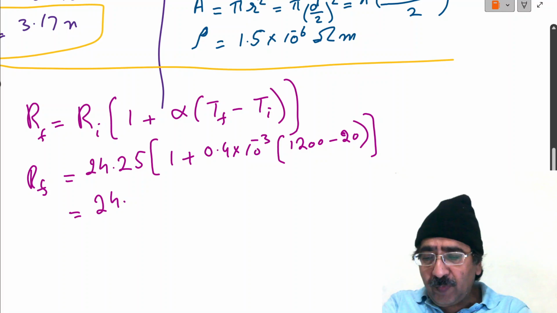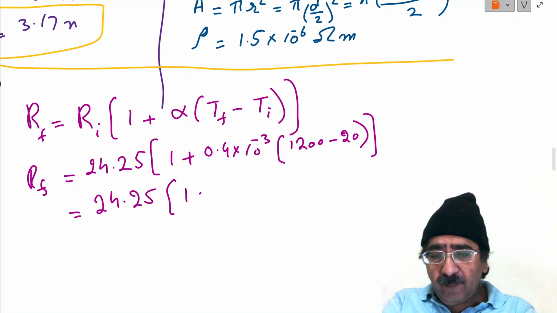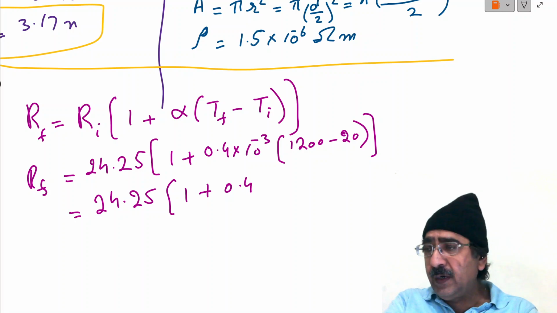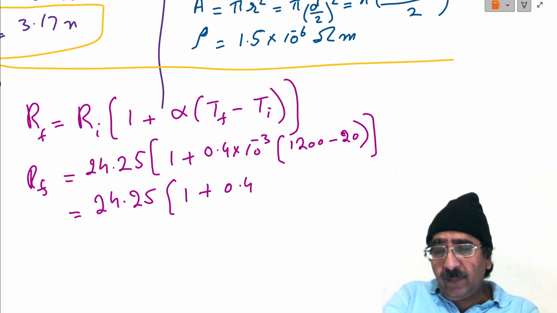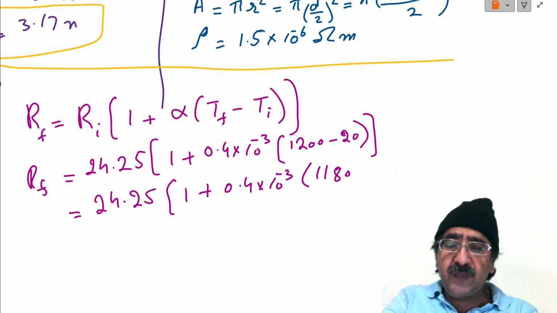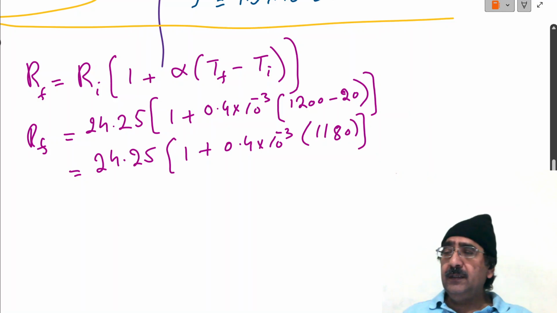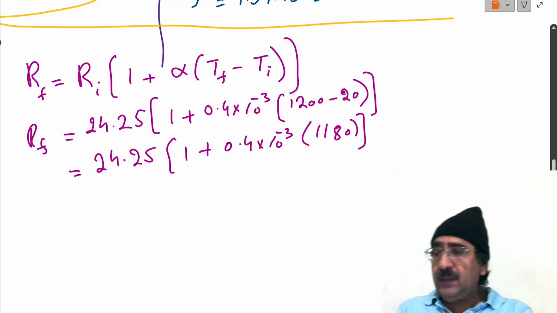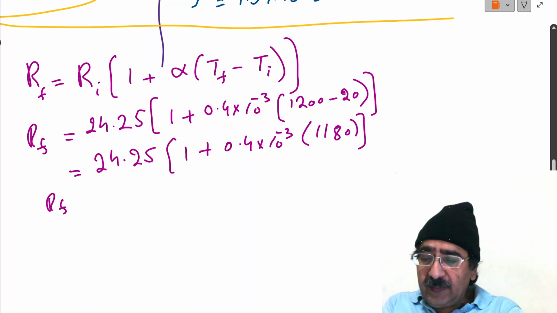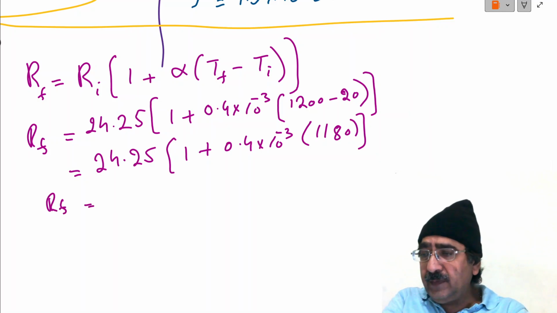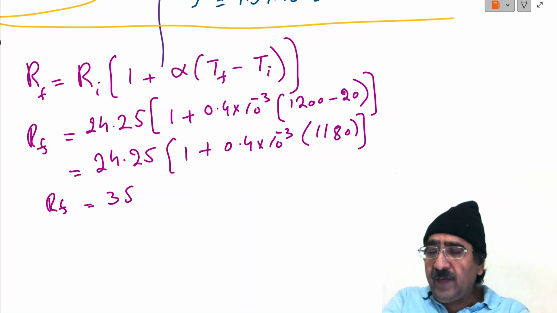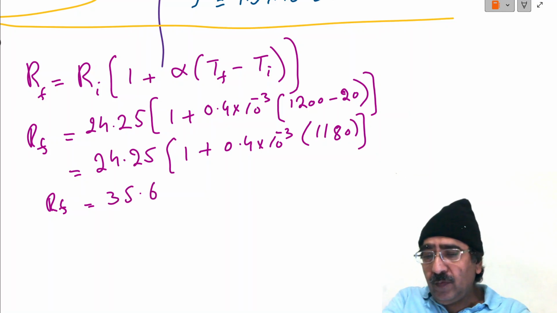So 24.2 times 1 plus 0.4 times 10 raised to power minus 3 times 1180. So by calculating all this, the final resistance will be 35.6 ohm.